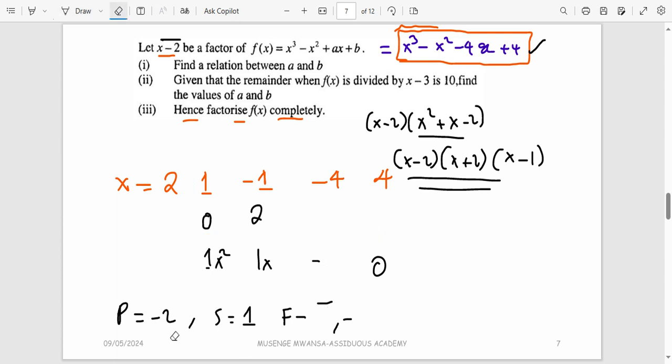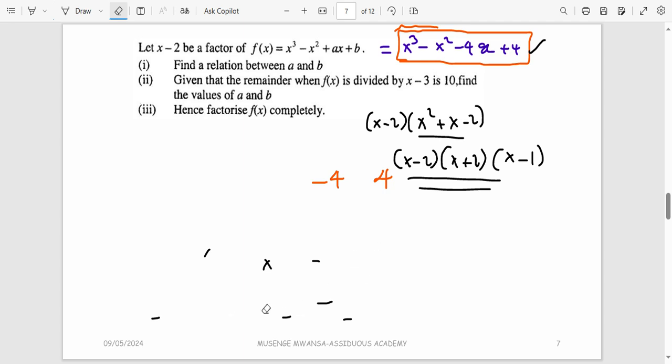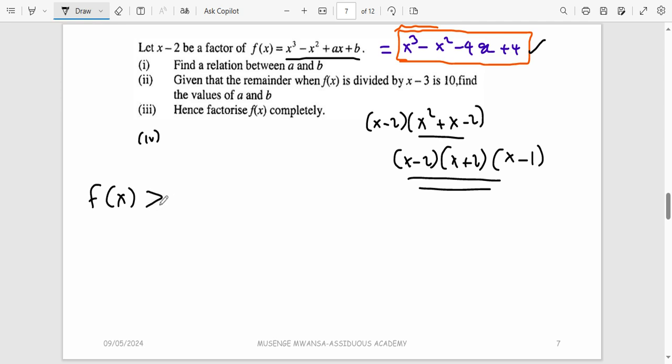Just so that you see the way they are going to ask you some other different questions. Let me use this same one so that I don't end up creating another different question. Let's say they had said that this is the same factor. After you have found, let's say there was part 4, and then they said that hence solve the inequality f of x is greater than or equal to 0. If they said and hence solve the equation f of x is equal to 0, just equate this to 0, equate this to 0, equate this to 0. It will be easy like that.